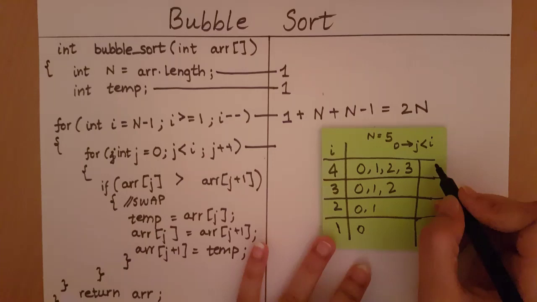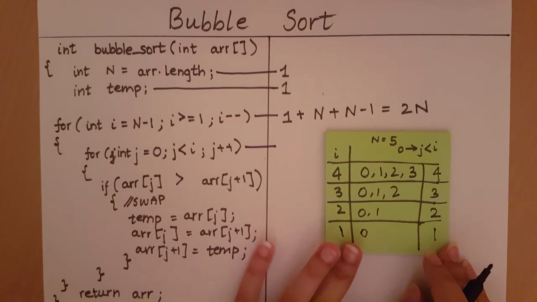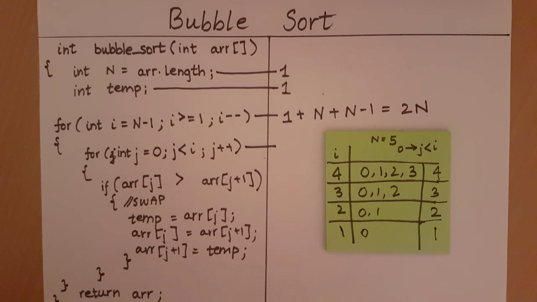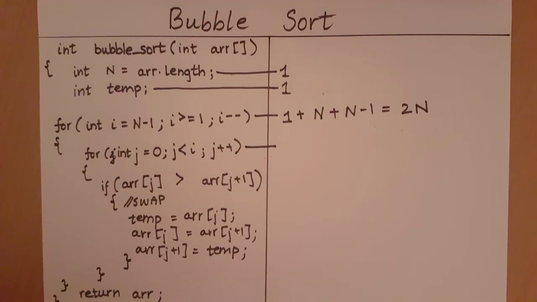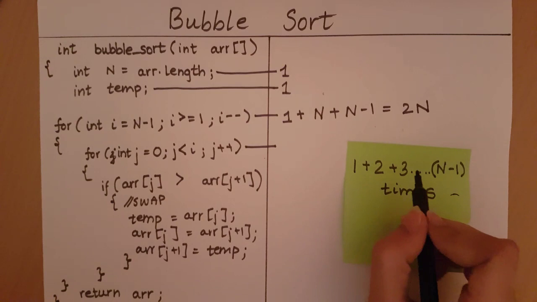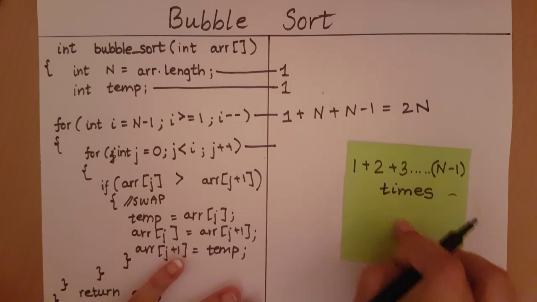This is going to execute 4 times, this is going to execute 3 times, 2 times, and 1 time. So it's going to execute once, then twice, and keep going in this same fashion until it reaches N minus 1. So what can we say about the number of times this loop executes? We can say that this loop executes once, then twice, then thrice, all the way till it executes N minus 1 times. So this is how many times the j loop is going to execute. Let me put that here.